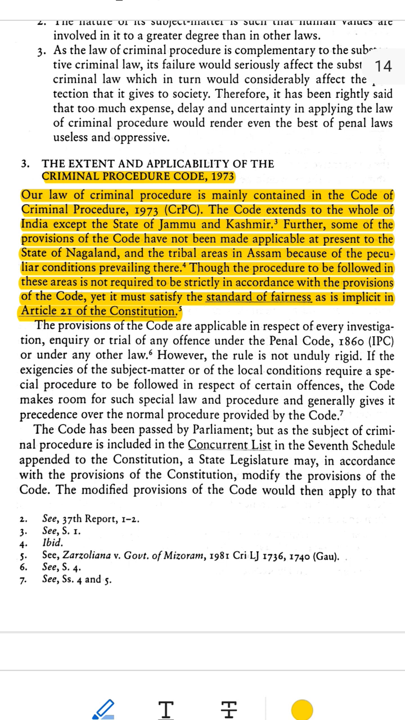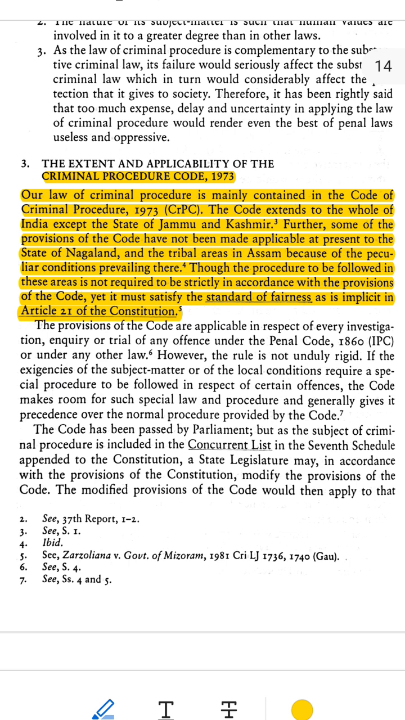Imagine a set of rules for schools, but some states decide to follow different rules because they have their own unique conditions. Sentence: Further, some of the provisions of the code have not been made applicable at present to the state of Nagaland and the tribal areas in Assam because of the peculiar conditions prevailing there. What does this mean? Certain rules in the Criminal Procedure Code don't apply to Nagaland and tribal areas in Assam at this time. Why not? Because these areas have special conditions like different cultures, customs, and traditions that need to be respected.